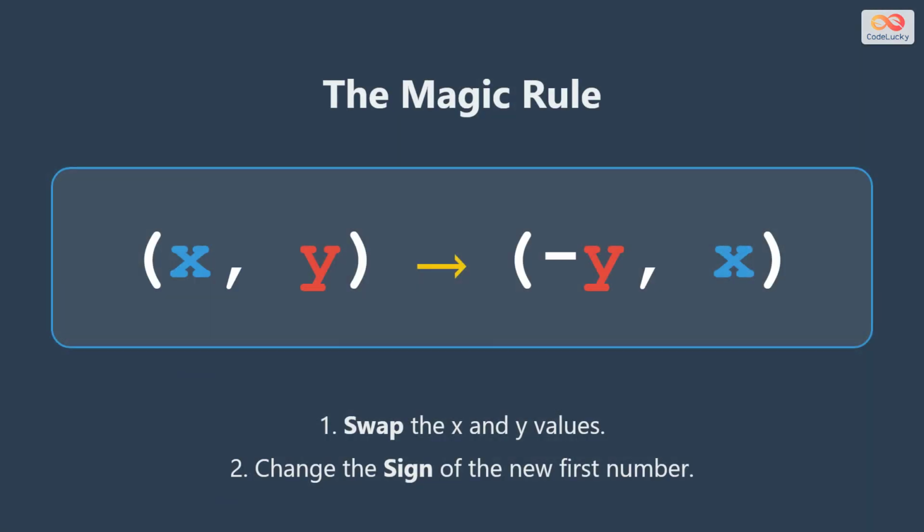Here is the most important part of this lesson, the rule. To rotate a point (x, y) 90 degrees counterclockwise, the rule is to swap the coordinates and change the sign of the first one. So, (x, y) becomes (-y, x). Remember, first swap them, then negate the new first number.